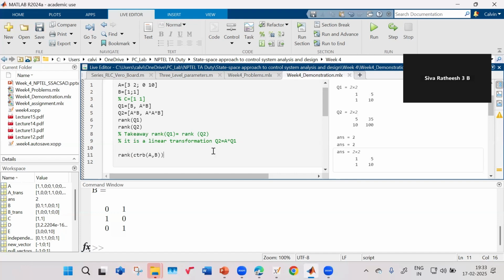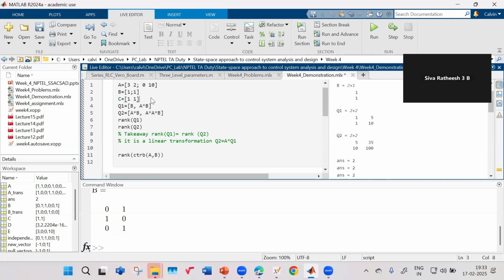I just find the rank of the controllability matrix. It will give me 2. It will directly tell me whether this controllability matrix has rank 2. Okay, so this is how MATLAB has made my life quite simple in some sense, right?